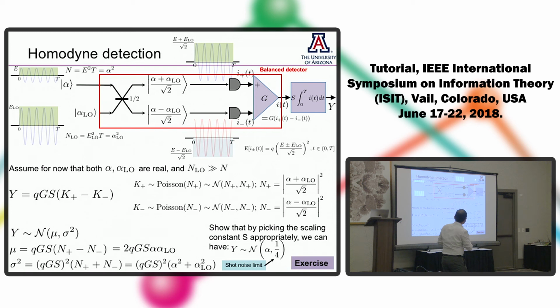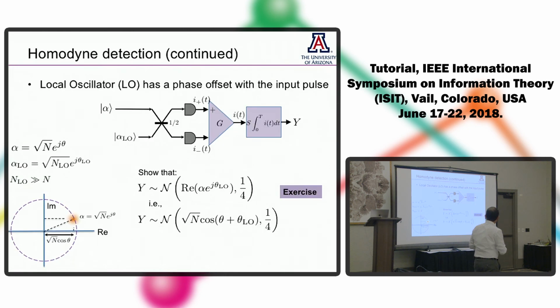And this whole thing is called a balanced detector, which you can actually buy commercial off-the-shelf, for example, from Thorlabs. You can just buy this whole thing. You just hook up a strong local oscillator laser and an integrator at the output.